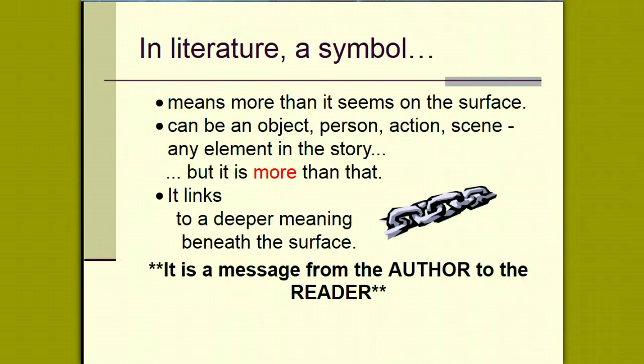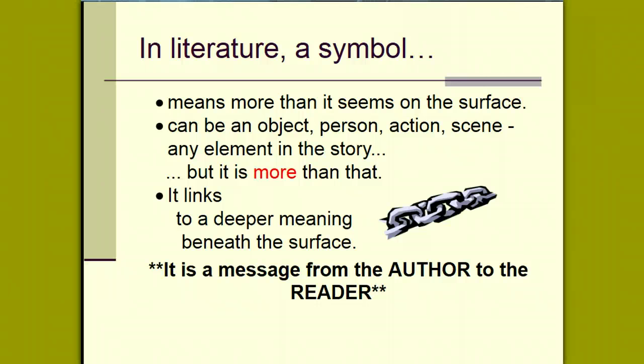So, here we go with the actual notes. In literature, a symbol, just like what we saw on the last page, means more than it seems on the surface. Okay, so on the surface you have an object, a person, an action, something literal that's going on, some element in the story, but it's more than that. It links to a deeper meaning beneath the surface.